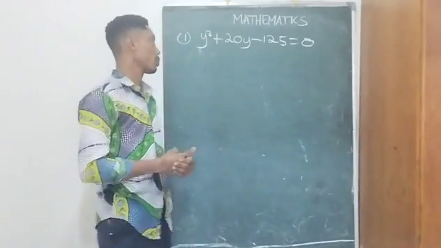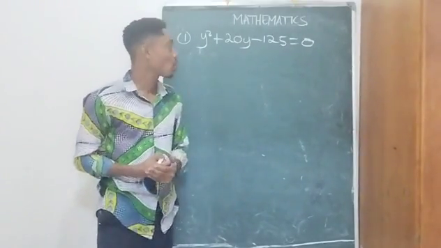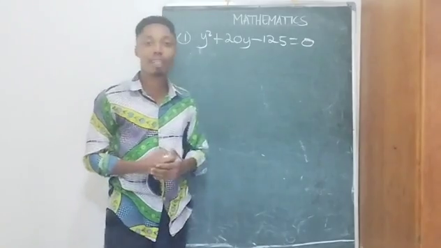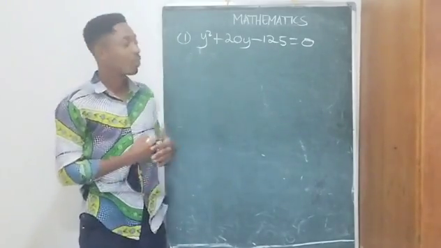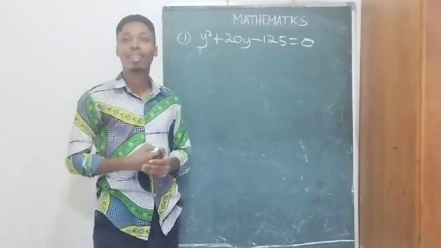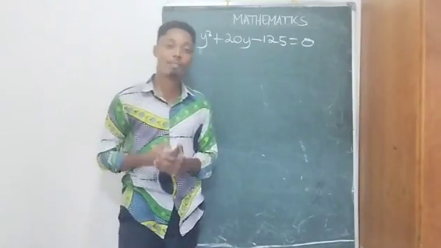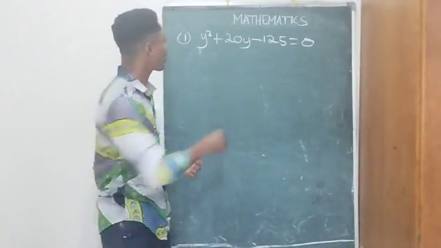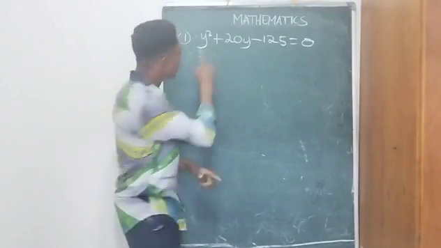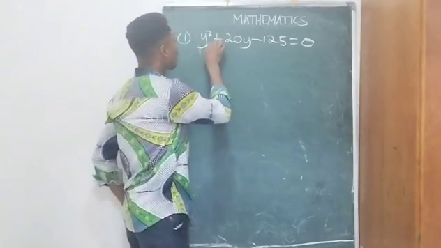The first question: y squared plus 20y minus 125 equals 0. We're going to solve this using the factorization method as well as the formula method. In the factorization method, what's the first step we take? Of course, the first step is to multiply the first term and the last term.